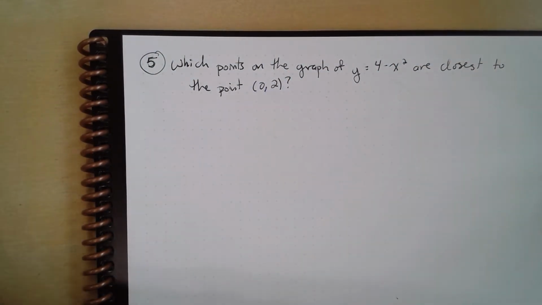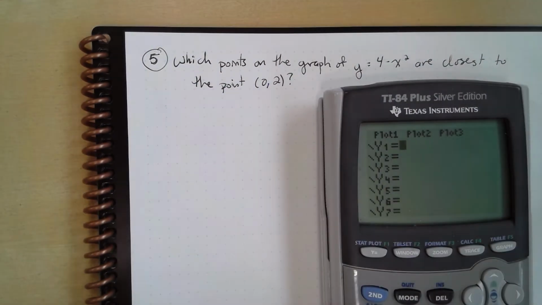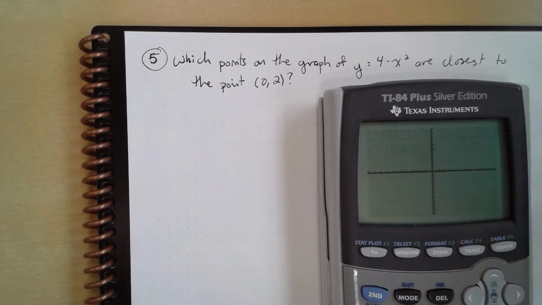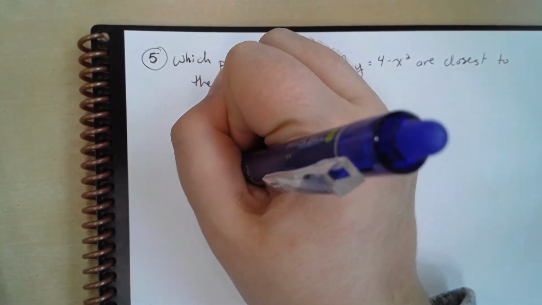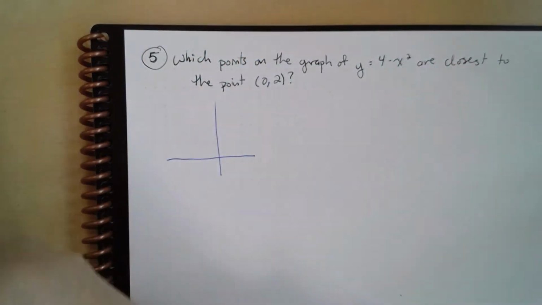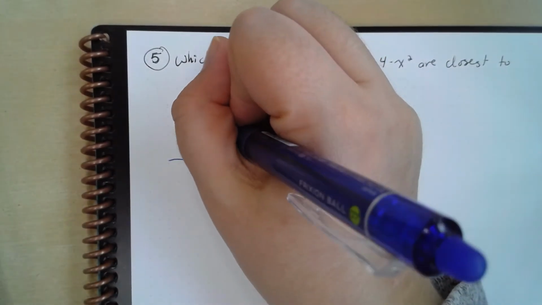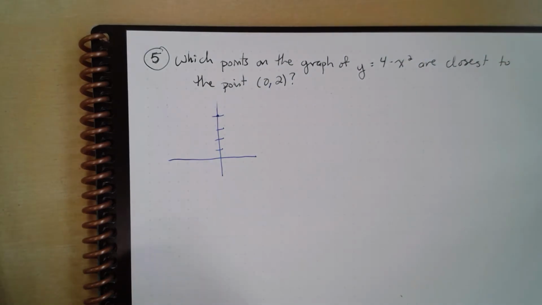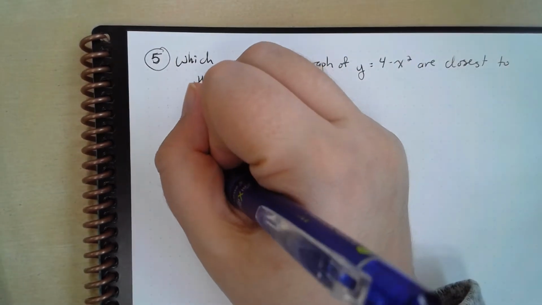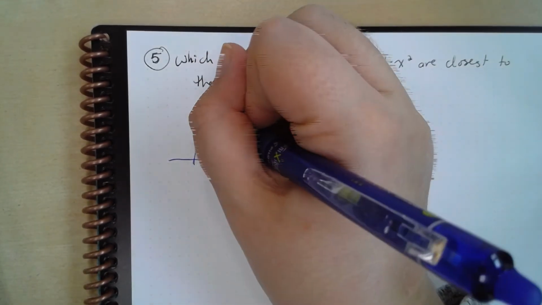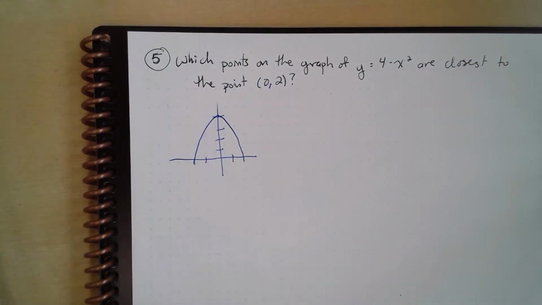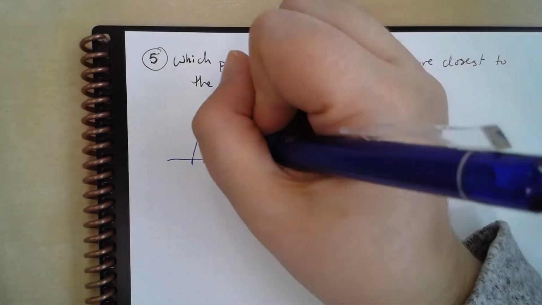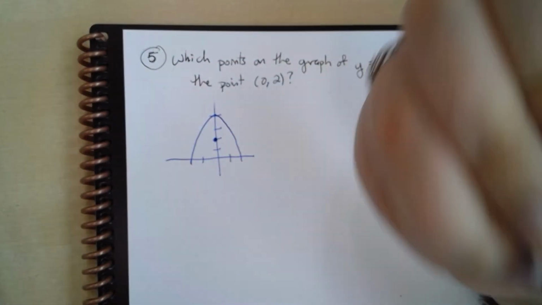So first thing I'm going to do is graph 4 minus x squared, just to see what that looks like. Okay, it's upside down. And I'm going to graph this on my paper here. So if I trace, I've got 0, 4, and at 2, 0, negative 2, 0, it looks kind of like this, right? Okay, and we want to know what point is closest to 0, 2. That would be this point right here, right?